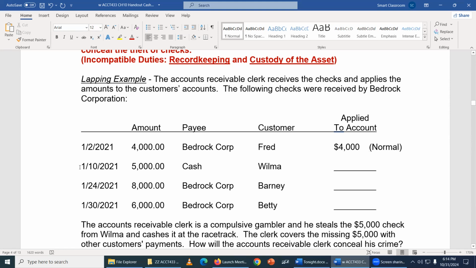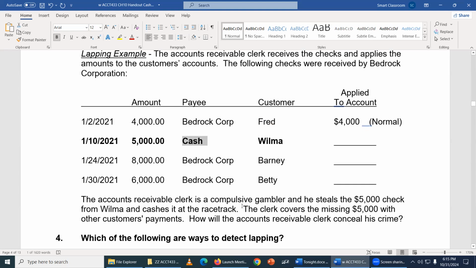Now we go to Wilma. Wilma sends in a check and she writes it to cash. So the payee is cash. What's the problem with that? You write out a check and you write it to cash. That means anyone can take it and cash it. It's untraceable. Yeah, exactly. It's made out to cash, so anyone can cash it. Now we can look it up and see where it was deposited, but Wilma writes this to cash. Maybe Wilma didn't know exactly what the name of the place was or whatever.